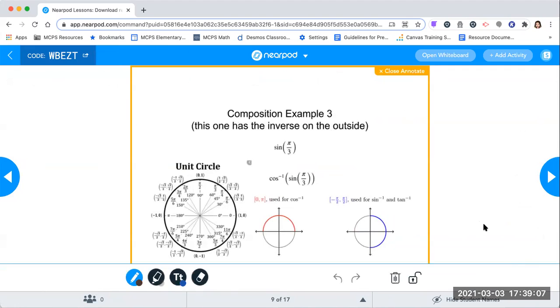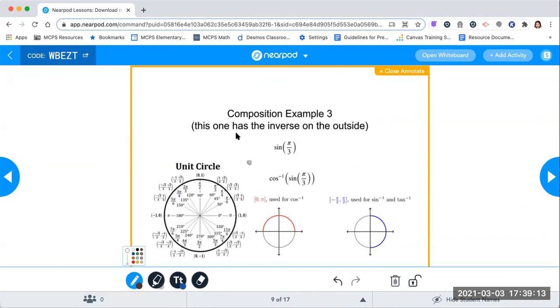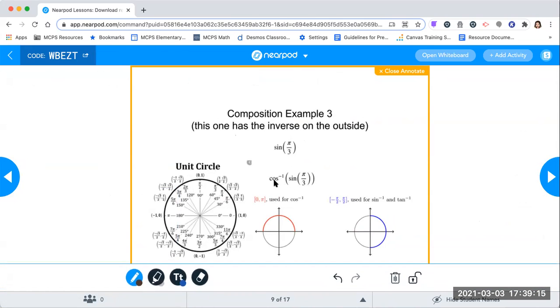Okay, another one. So this one actually has the angle on the inside and then the inverse on the outside, but that's okay. We're still going to do the same thing. We're going to evaluate the inverse, the interior expression first. So inverse cosine of sine of pi over 3 is inverse cosine of whatever this is, right? So let's figure out what that is.